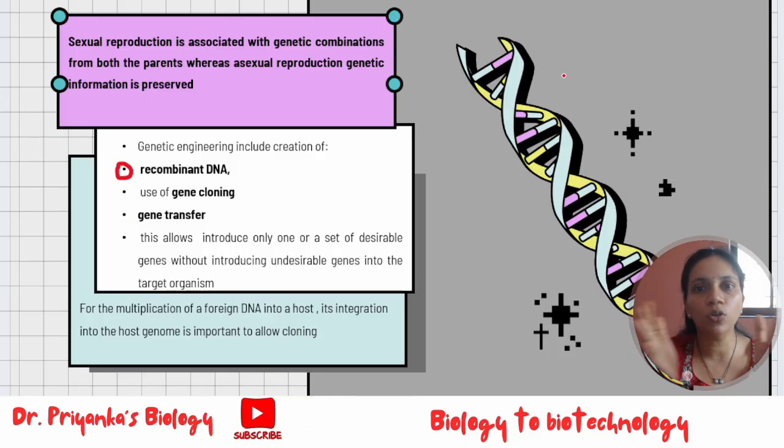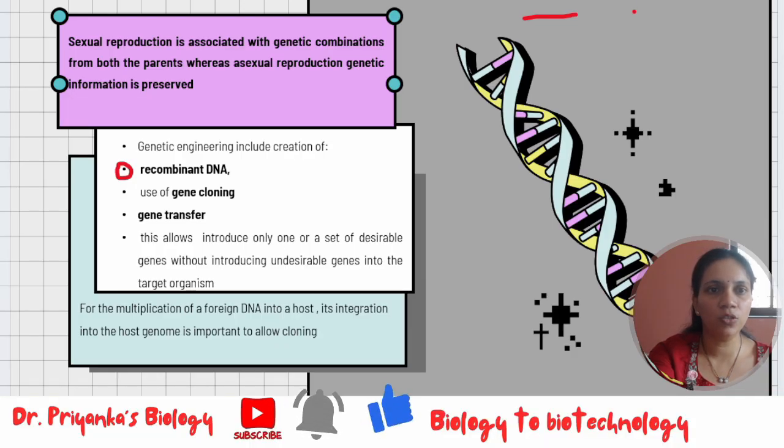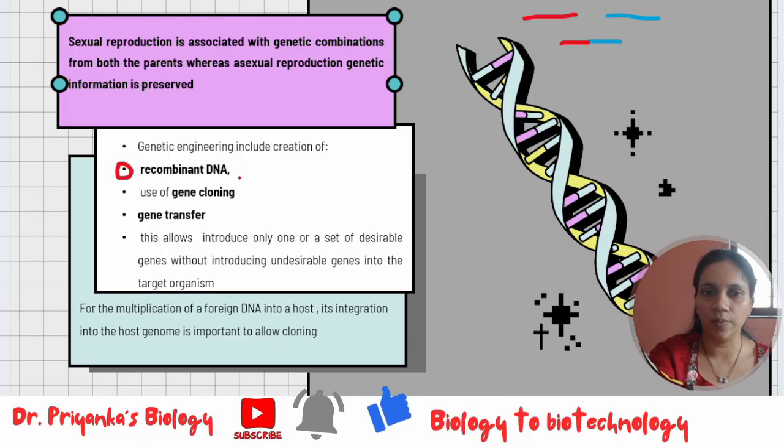We are talking about combination of two different DNA. So we will have one DNA, and we will have another piece of DNA. So when both these DNA are joined together by some method, we'll see what that method is later on, this new product is called the recombinant DNA.